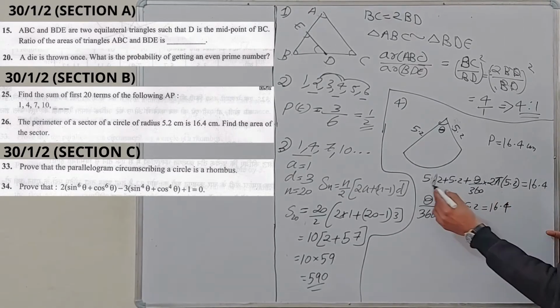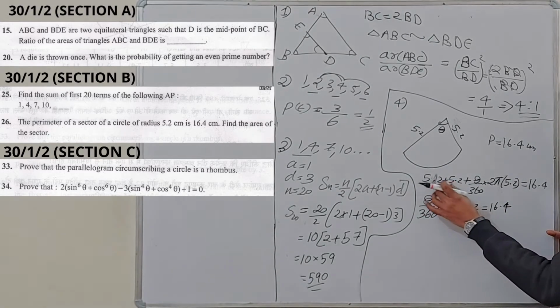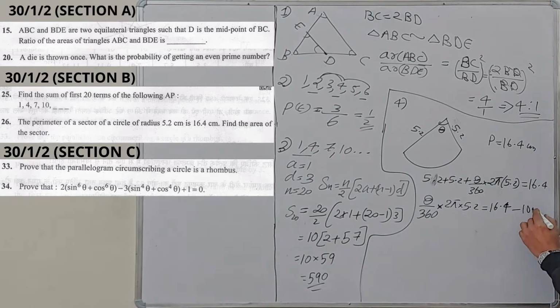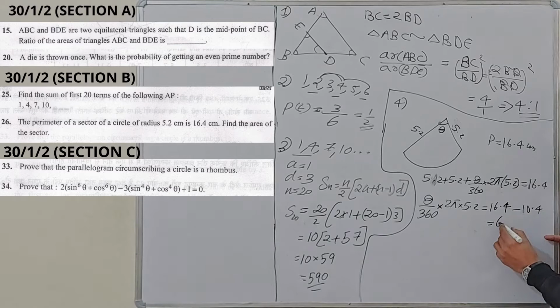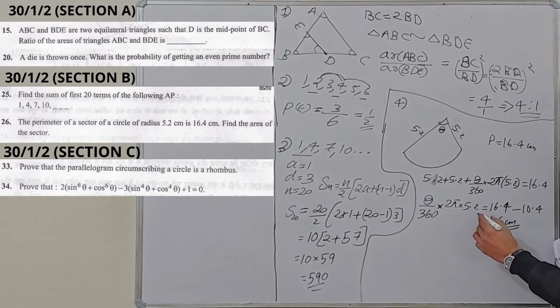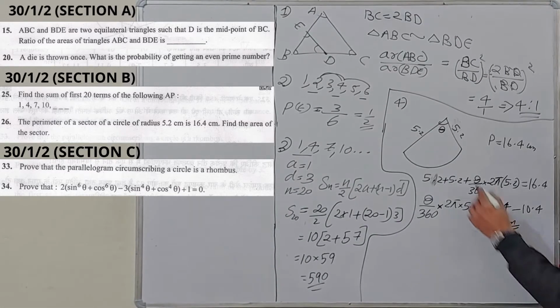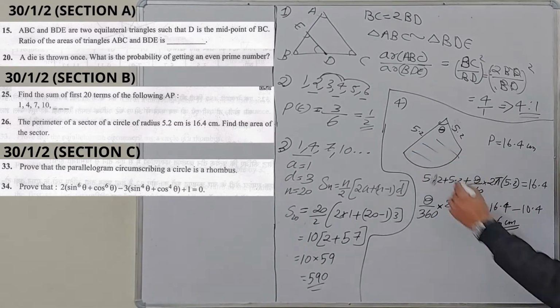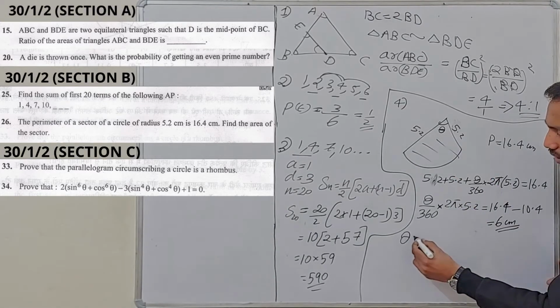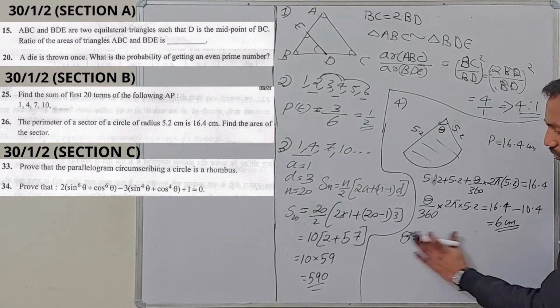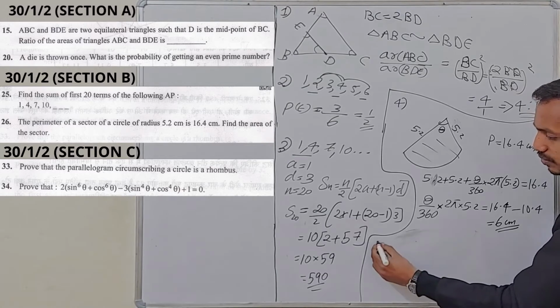5.2 plus 5.2 will be 10.4. Take it here, 10.4 minus 10.4, which is equal to 6. Okay, so theta by 360 into 2 pi into 5.2 is equal to 6 centimeter. But to find the area of the sector, we need the angle, so we have to find theta. We have to write this relation in terms of theta.